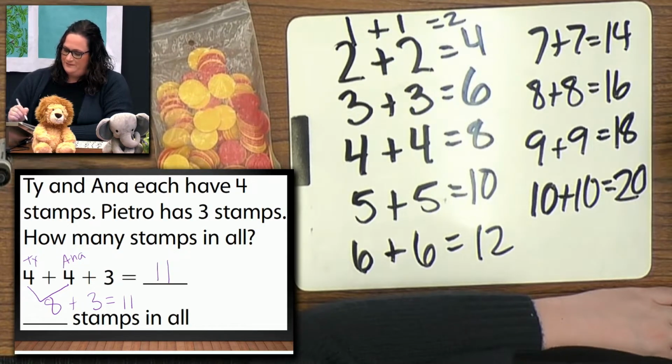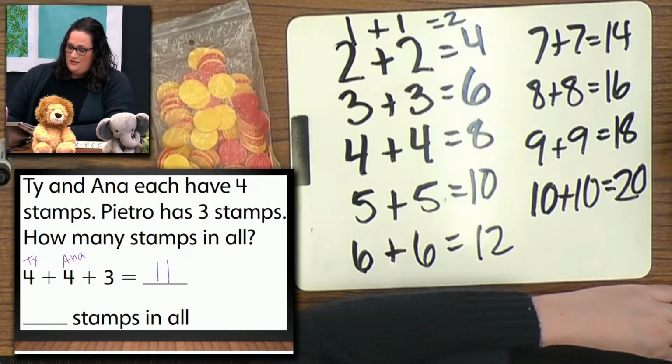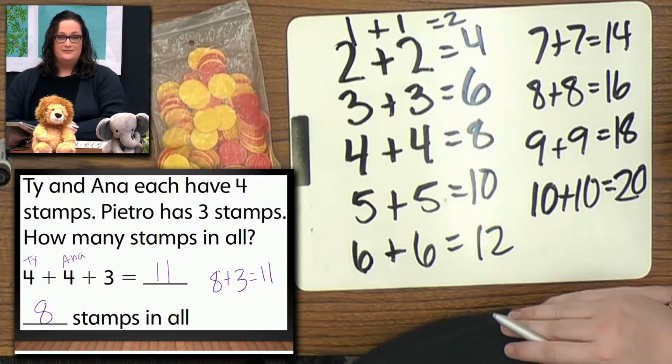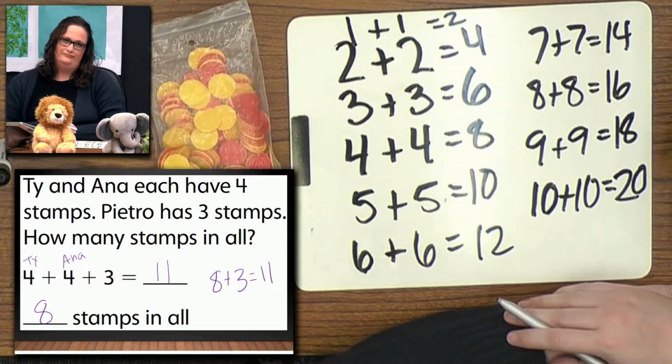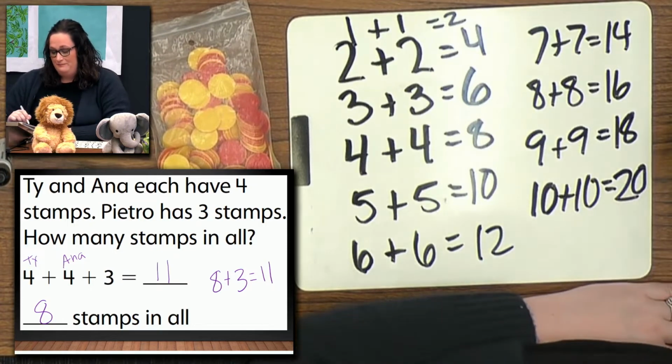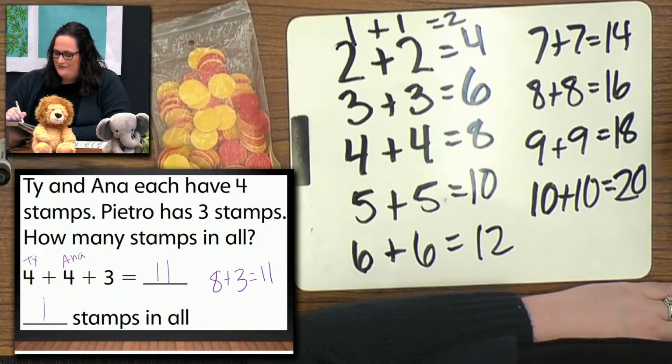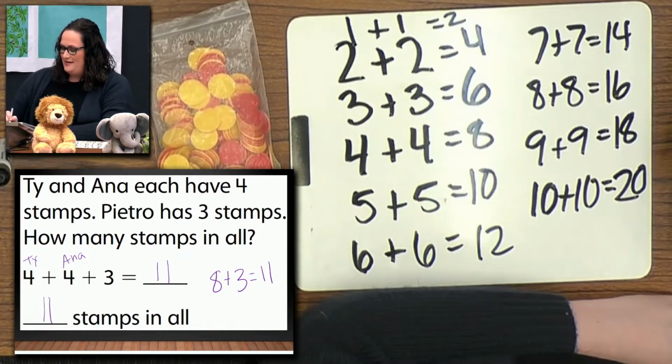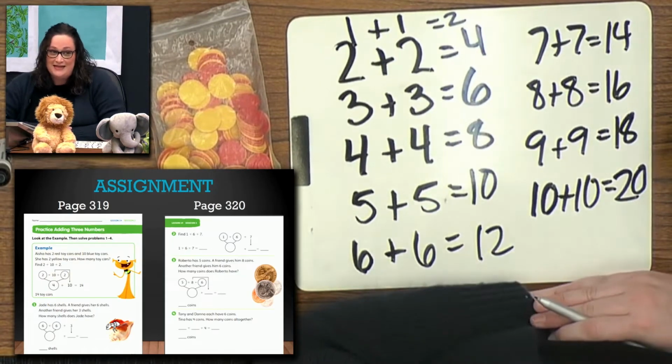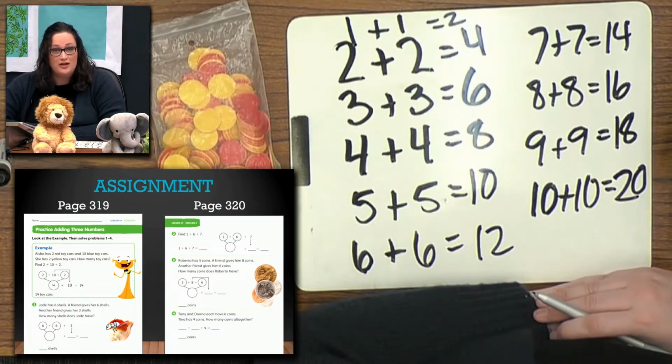I'm going to move that 8 because it looks like 8 stamps in all, and that's not what it is. So there are, we'll put it over here, 8 stamps. Wah, wah. My brain did that thing where I was thinking one thing and saying something else, and I wrote the wrong thing. How many stamps in all are there? 11.